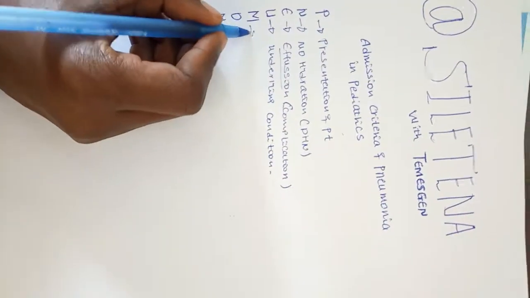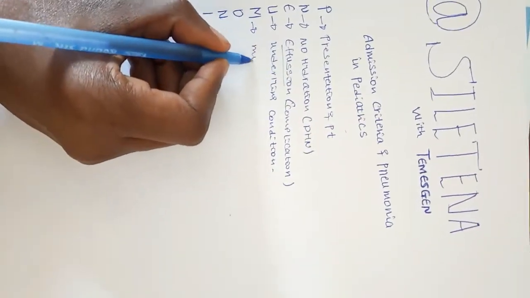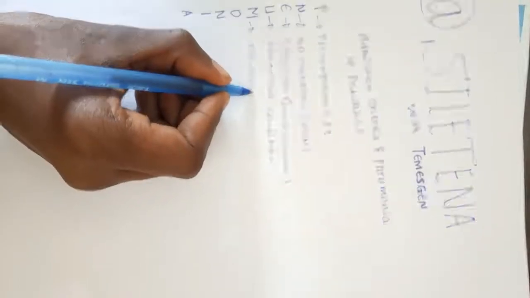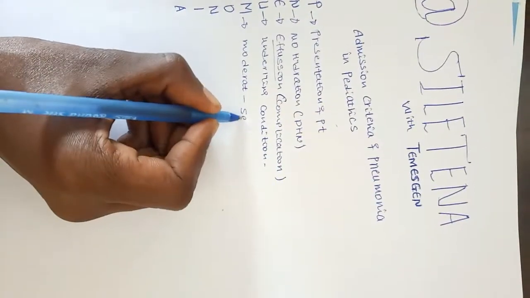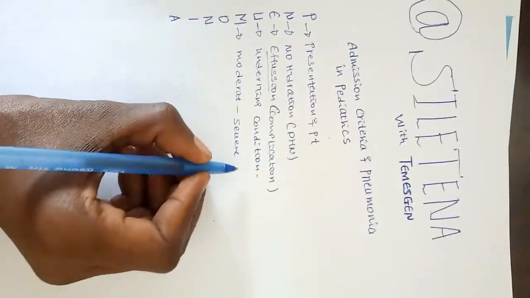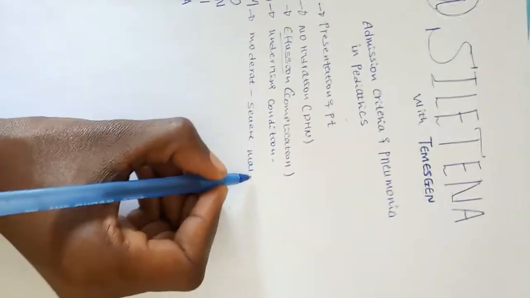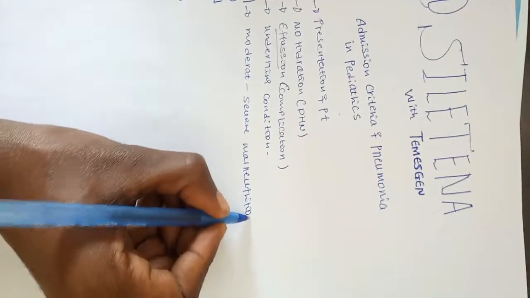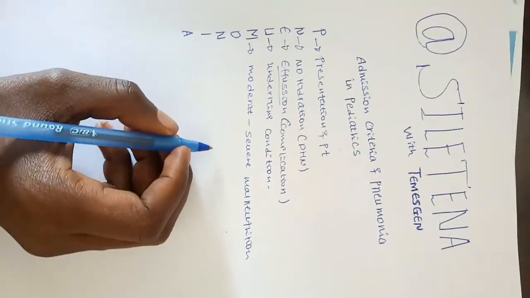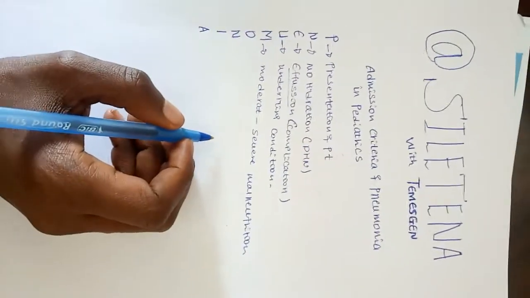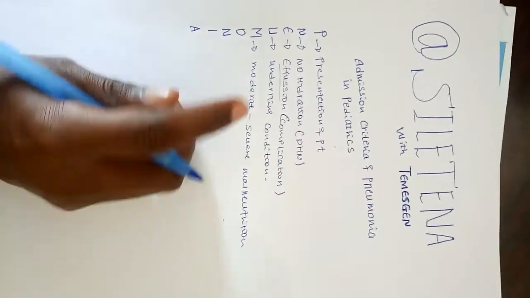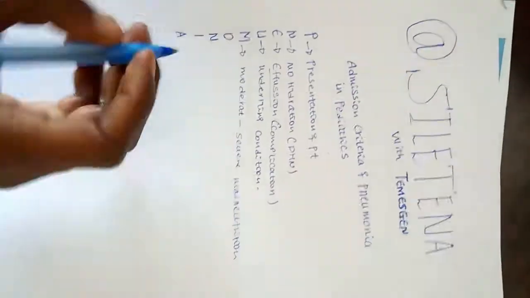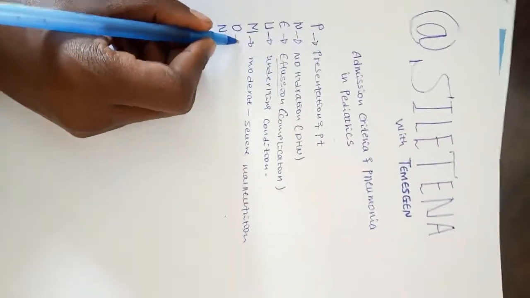The M stands for moderate to severe malnutrition. If we find any sign, symptom, or any important history which gives us a clue of malnutrition, we have to admit and treat that patient.